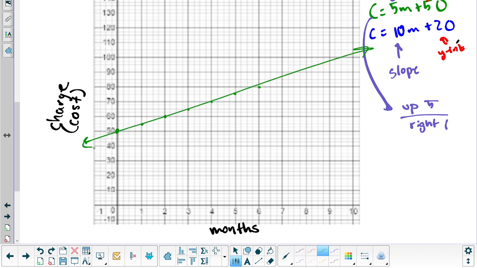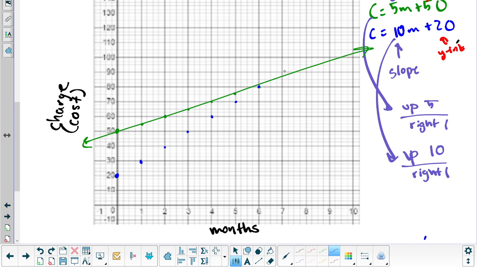Okay. My second equation, the workout zone, has a lower initial fee, but a higher slope. Every month I go, this one is up 10, right 1. So I go up 10, right 1, up 10, right 1, up 10, right 1. Okay.